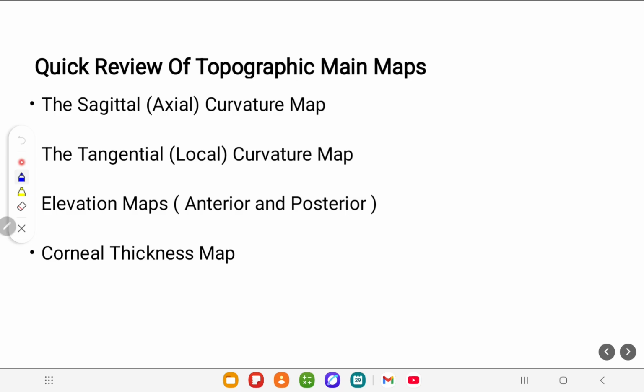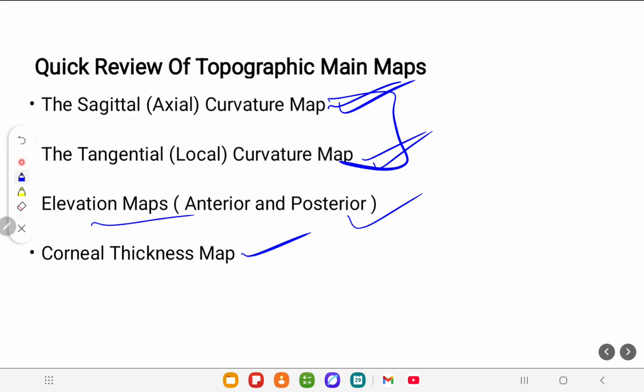In gross, it's the sagittal or axial map, or at the same time the tangential or local curvature map. These two are curvature maps. This is the elevation map, anterior surface elevation and posterior surface elevation. Then the corneal thickness map. Usually between these two only one, usually two elevation maps and one thickness map is there.